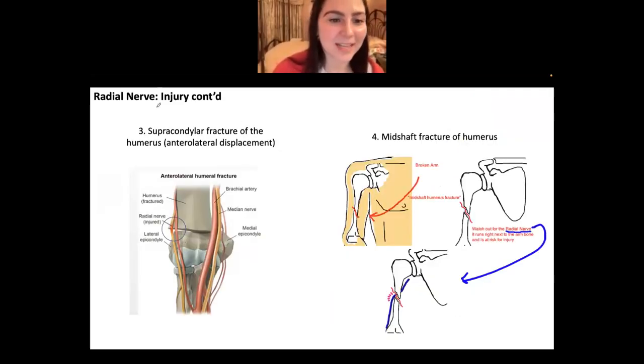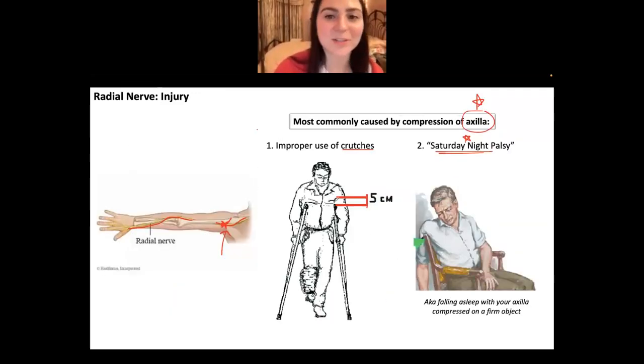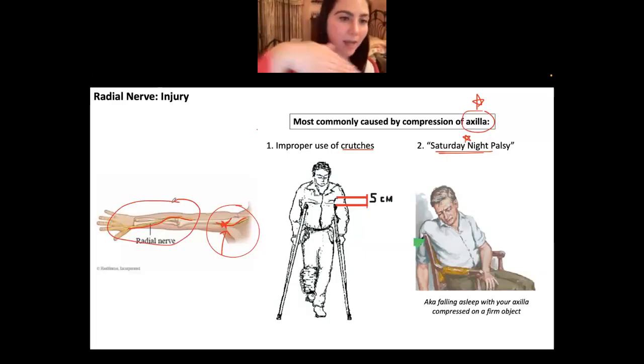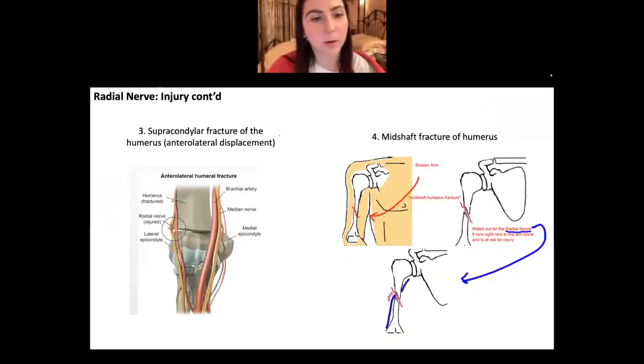And then other things that you can see, because this is a long nerve. These are the two that are up where the nerve's up here in the armpit. But you can also see some injuries down here where it's making its way going down through the rest of the arm. So one of them is called a supracondylar fracture of the humerus.